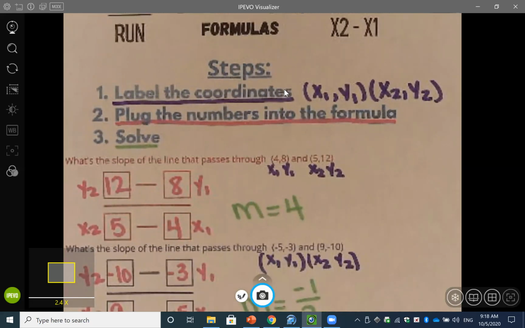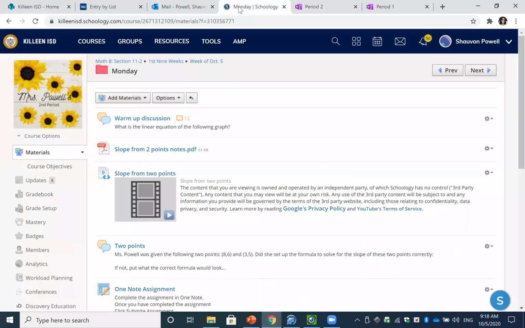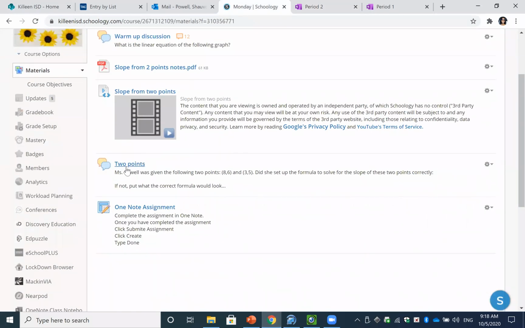So now you're going to go back to Schoology. I would leave this page up. Don't close out of OneNote because you can use these notes. But you're going to go back to Schoology, and now you have another discussion board that's really quick.